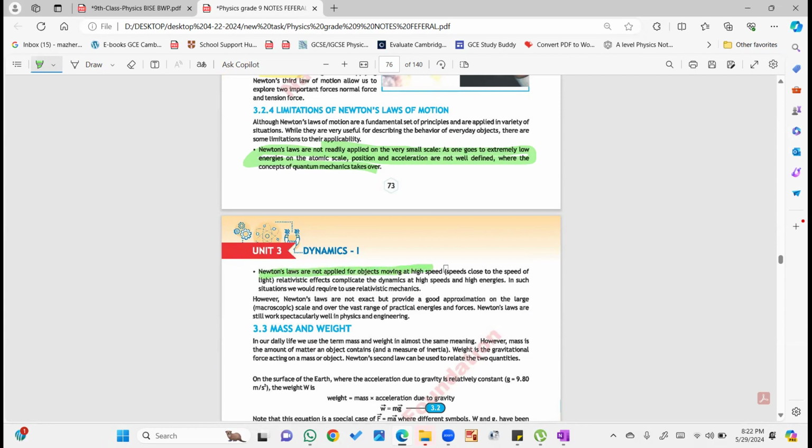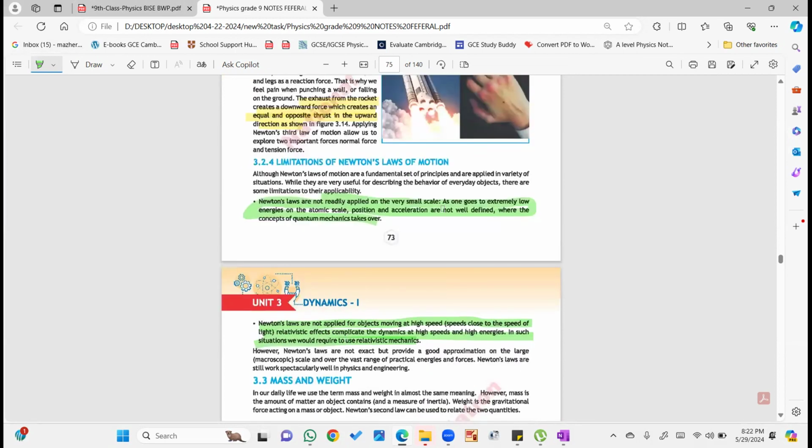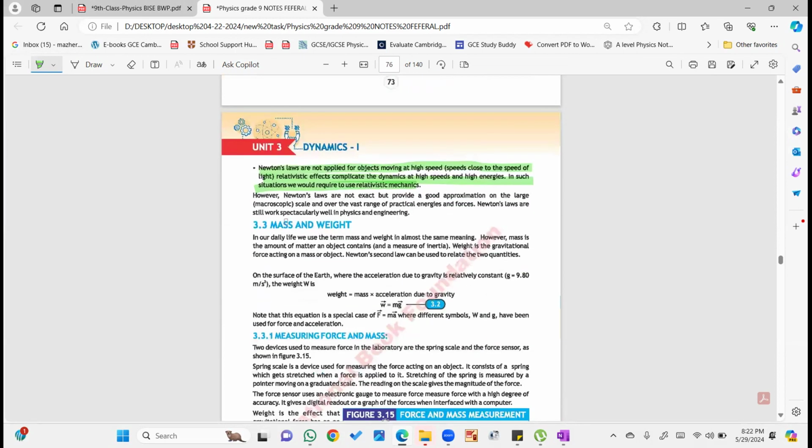Similarly, Newton's laws are not applied to objects moving at very high speed relative to the speed of light. If something is approaching the speed of light, we cannot apply Newton's laws to it. Relativistic mechanics basically deals with objects moving at the speed of light. This is very important. However, Newton's laws are not exact but provide a good approximation on the larger scale and over the vast range of particles.